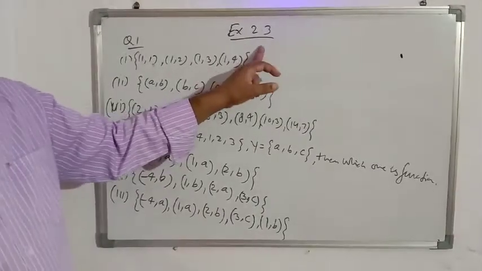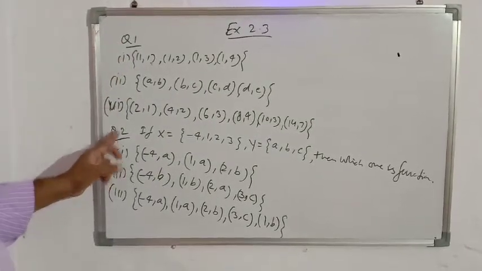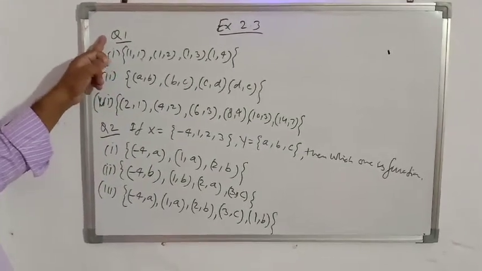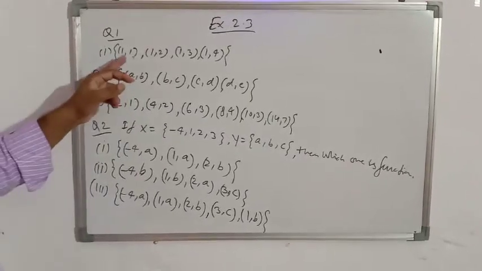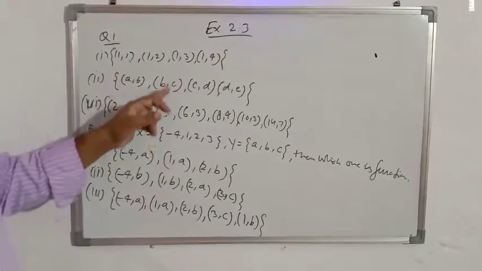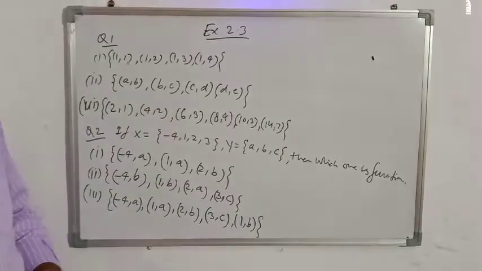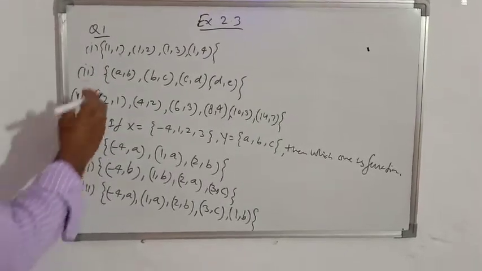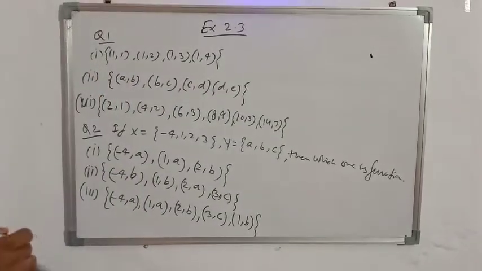See exercise 2.3. I have taken two questions, question number 1 and question number 2. In question number 1 many parts are there, but I have taken only 3 parts: first, second and sixth. In this part we have to tell which relation is a function, and if it is a function, write its domain and range. So see, check whether this relation is a function or not.